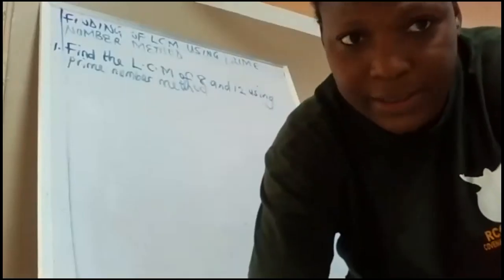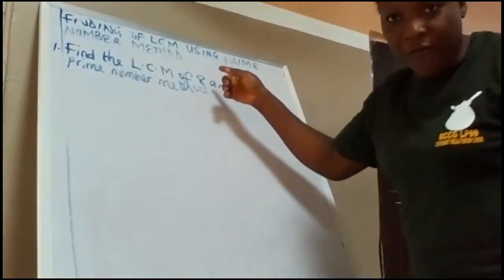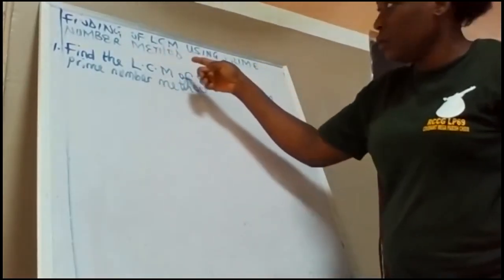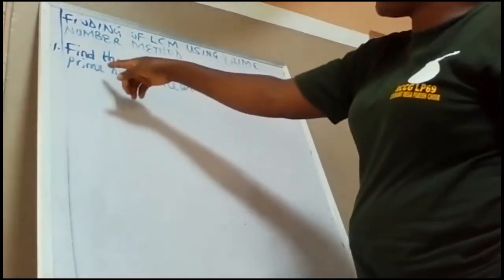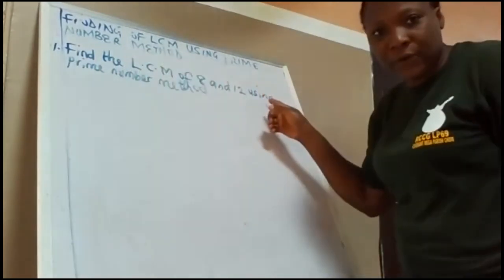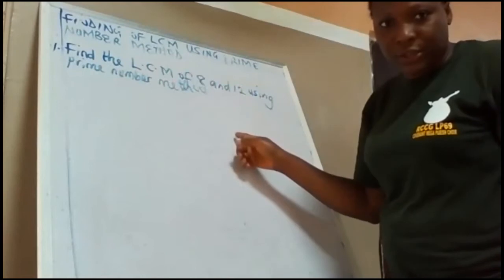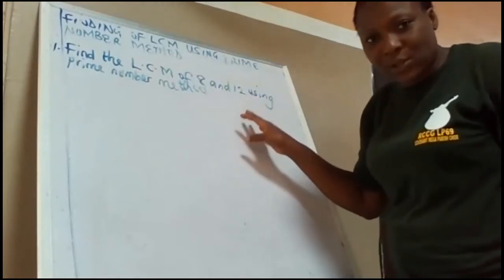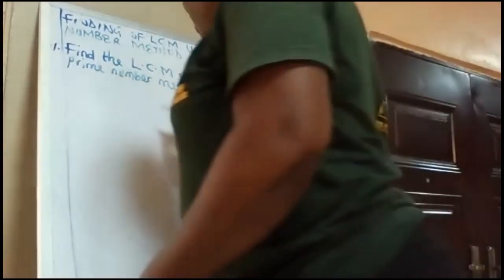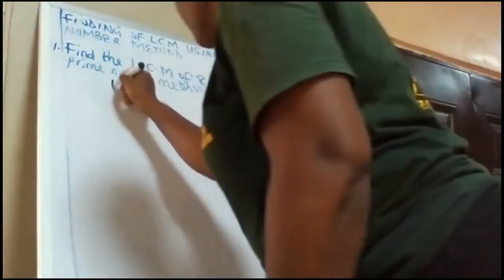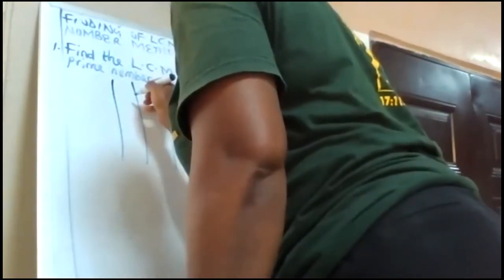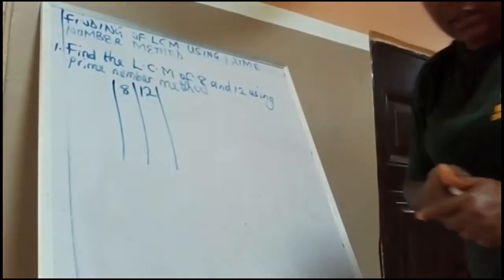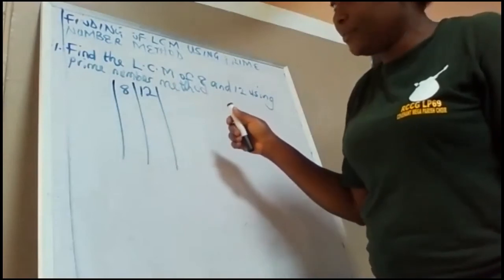The second method is finding the LCM using the prime number method. The first example is: find the LCM of 8 and 12 using the prime number method. Using this method, you are going to draw a line and put the given numbers inside the line.